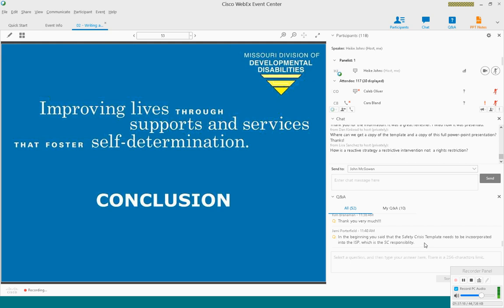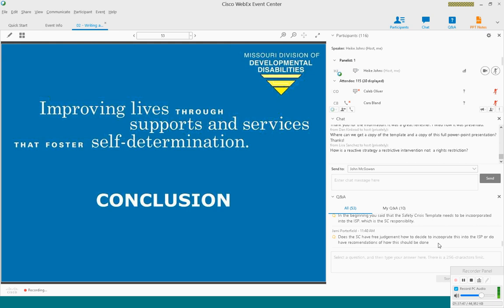So a comment or question in the beginning, you said that the safety crisis template needs to be incorporated into the ISP, which is the service coordinator's responsibility. So a safety crisis plan, if necessary or indicated, should be incorporated into the individual support plan, which is the service coordinator's responsibility. However, it doesn't have to be specifically this template. It's a good template. I like it. You can use it if you want.